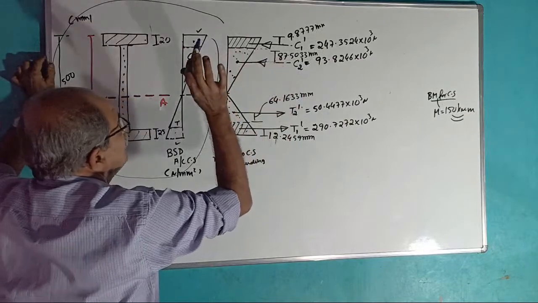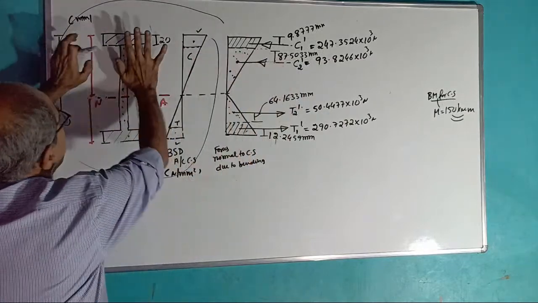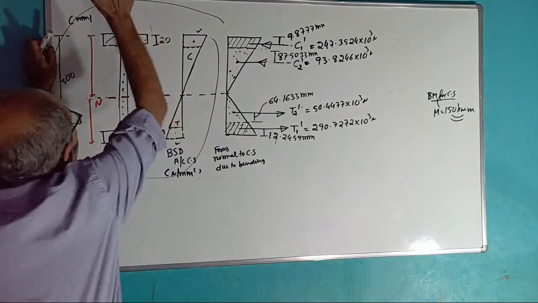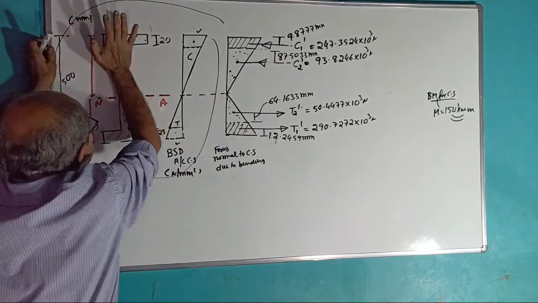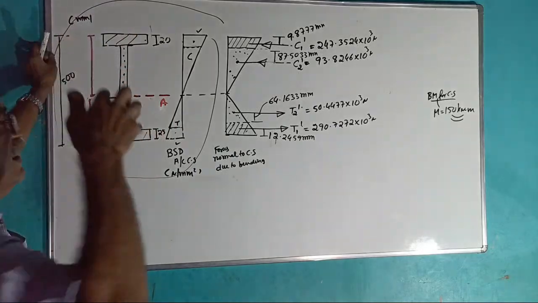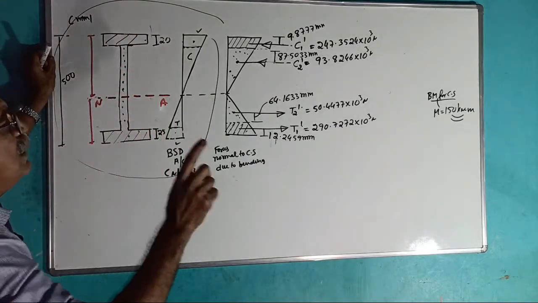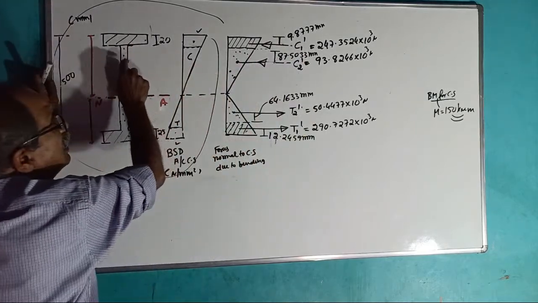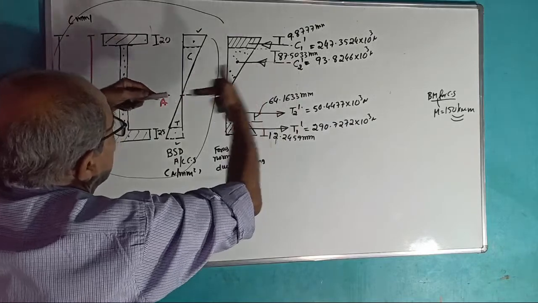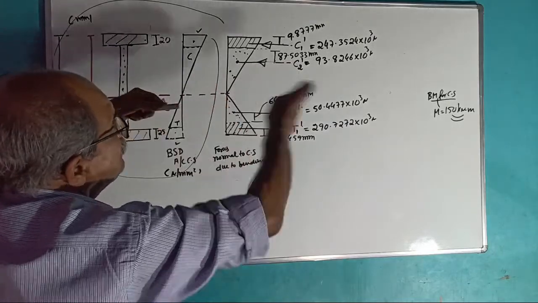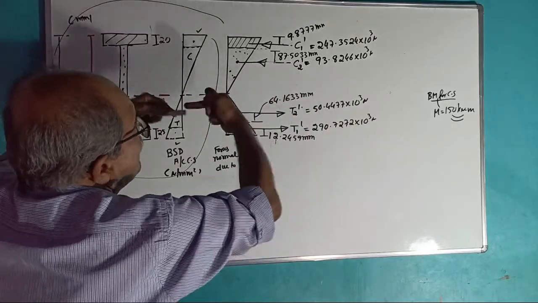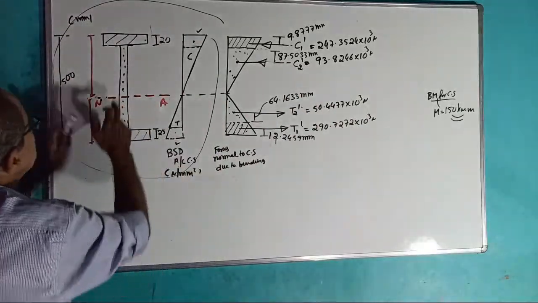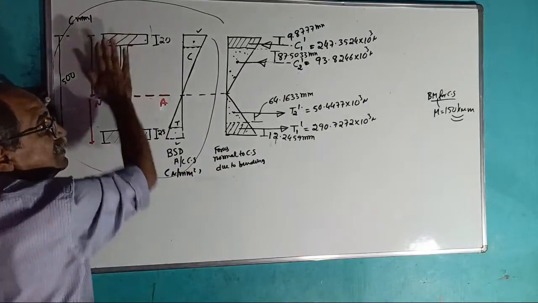Now, this cross section, I will tell last time for you, is subjected to a compression here, a tension here, and a tension here. All these arrow marks are perpendicular to the cross section. Perpendicular to the cross section means, if you see lengthwise, you can see the forces like this. If I write the cross section, it is perpendicular.